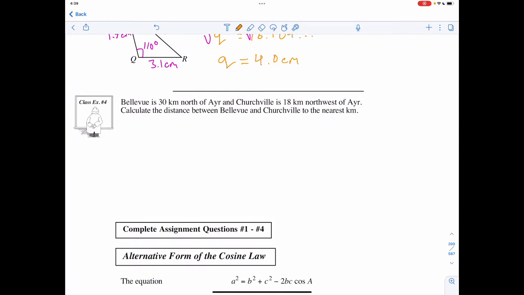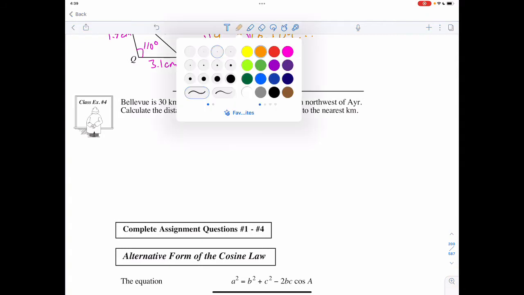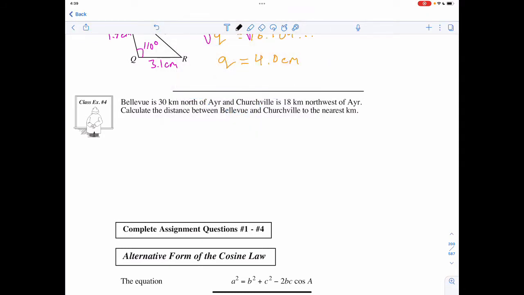When it's put into a word problem, it says that Bellevue is 30 kilometers north of Air. Churchville is 18 kilometers northwest of Air. Calculate the distance between Bellevue and Churchville. So Air is in the south.